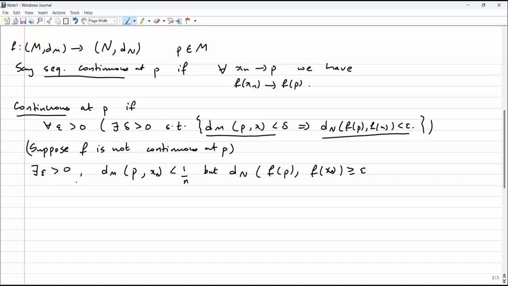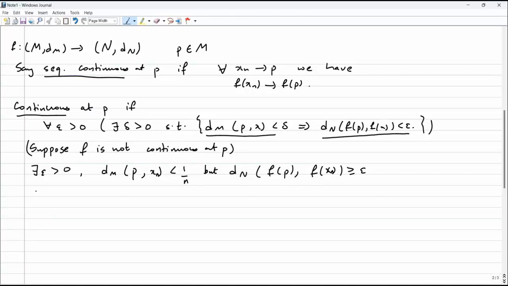So now we have assumed our function is not continuous. Now we want to show that our function is not sequentially continuous at p. So how do we do that? We have this ready-made sequence here. In order to show it's not sequentially continuous, we just need to find a sequence that converges to p, but if we apply f, it doesn't converge to f of p. This sequence that we chose in this clever way will do the trick.